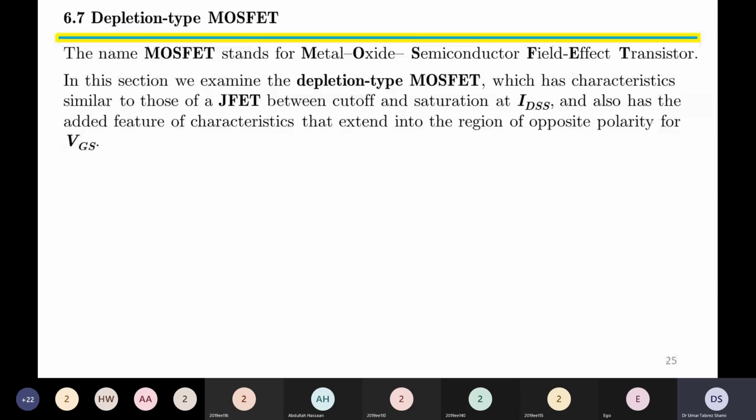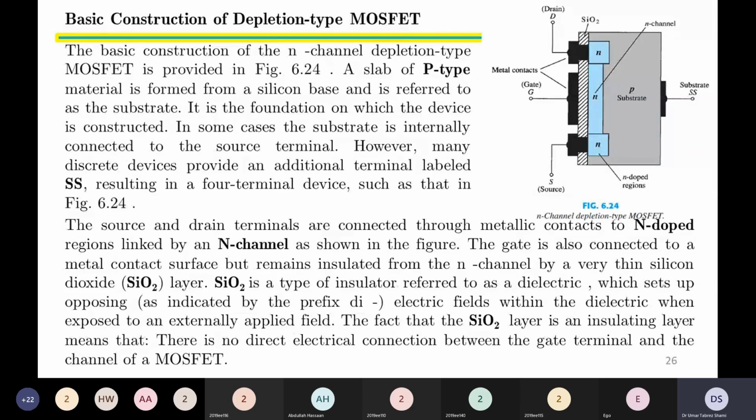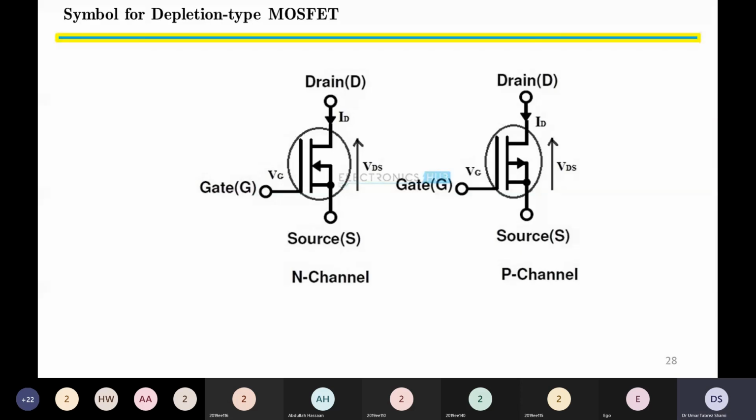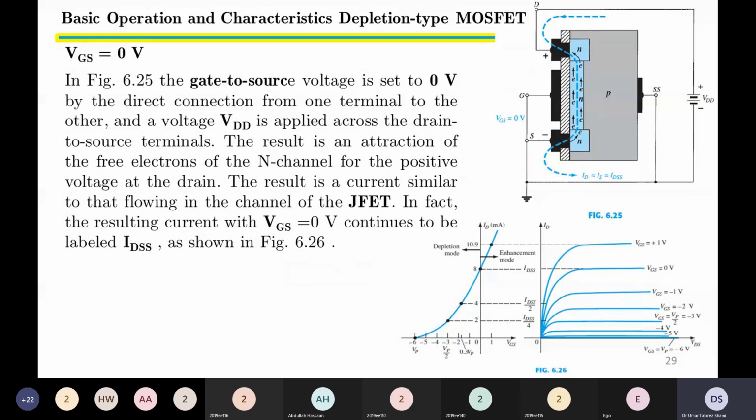Then we discussed the MOSFET. We discussed the depletion type MOSFET, its properties and its construction. In the depletion type MOSFET, or generally in the MOSFET, there is a silicon oxide layer between gate and the substrate. This silicon oxide is an insulator, therefore the input current between gate and source is very minute, approximately equal to 0 amperes. And we saw the symbols for depletion type MOSFET and then its characteristics.